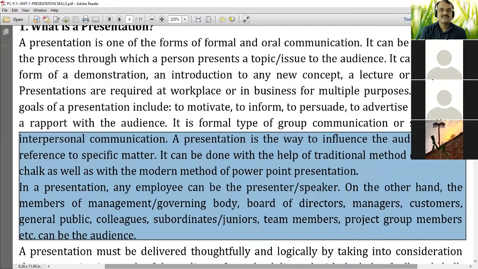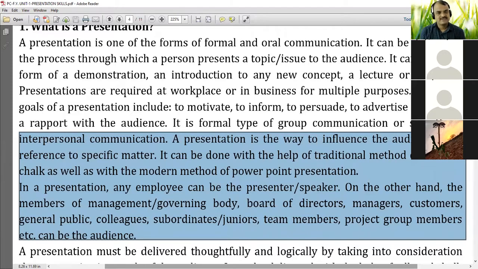And with the modern method of PowerPoint presentation. Today, when we think of a presentation, at that time we consider PowerPoint presentation, that is PPT, right? In which there are different backgrounds, different slides, different multimedia like different charts, maps, pictures, colors, font types. Yes or no? Or there may be some other creatives which can be added in that presentation.